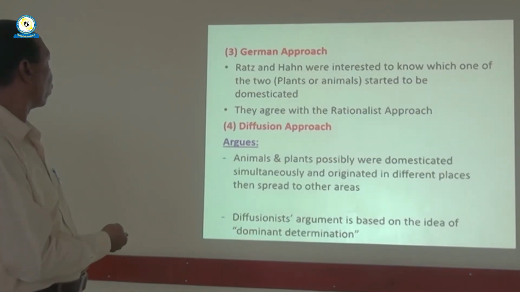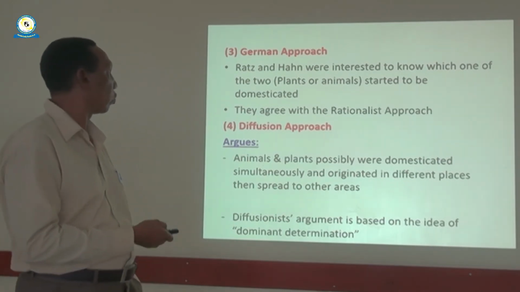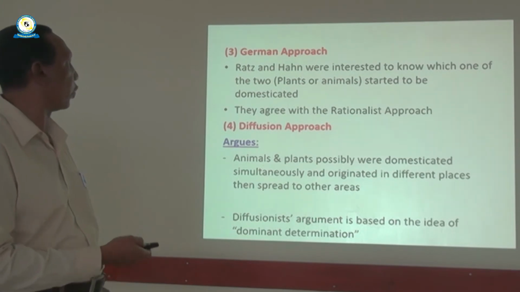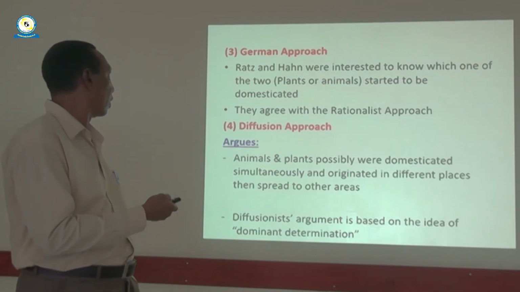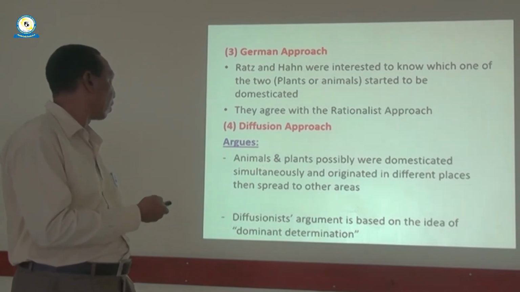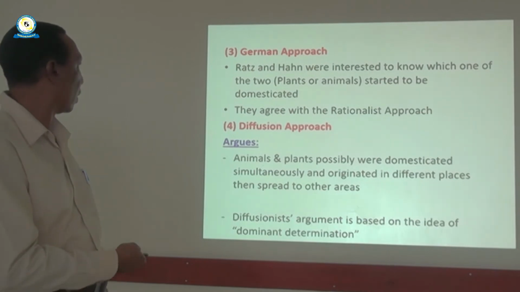The German approach was mainly led by Rans and Hans. These were concentrated on knowing which one of the two, plants or animals, started to be domesticated. They agreed with the rationalists, as I have already presented.